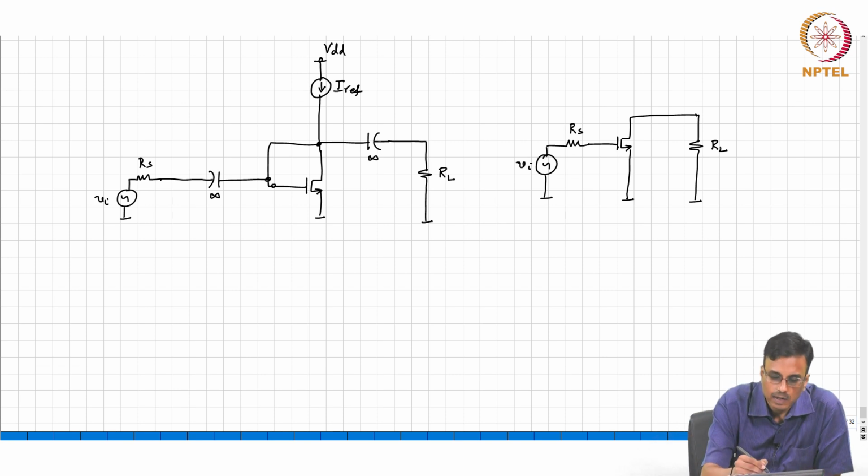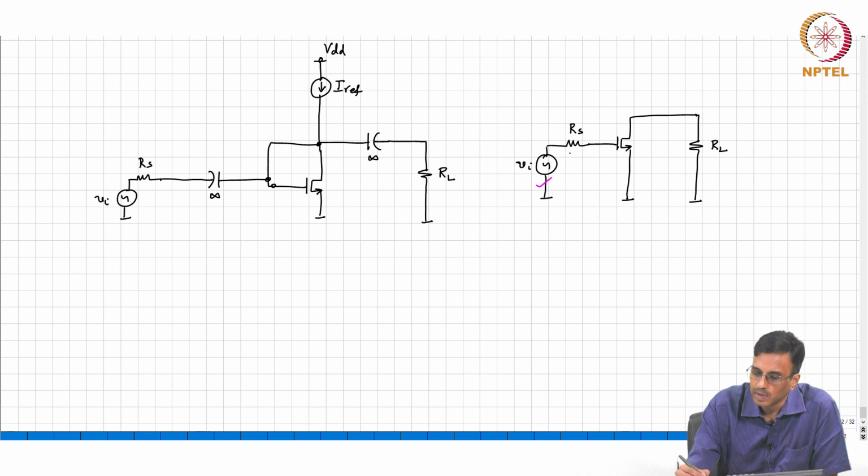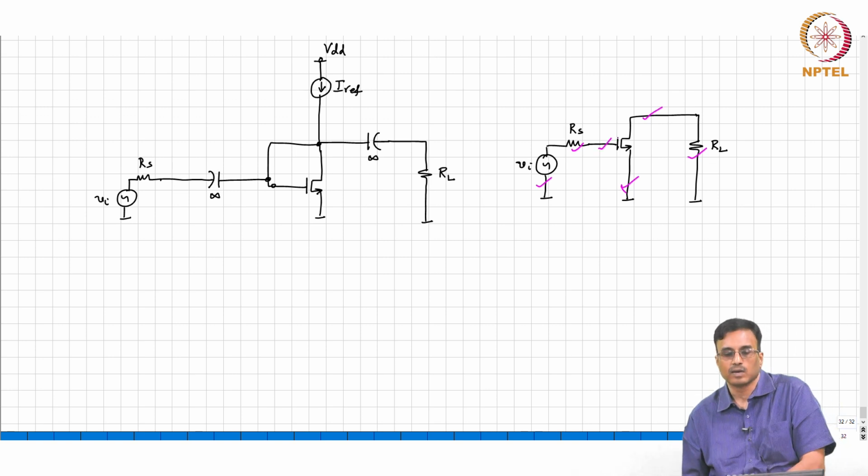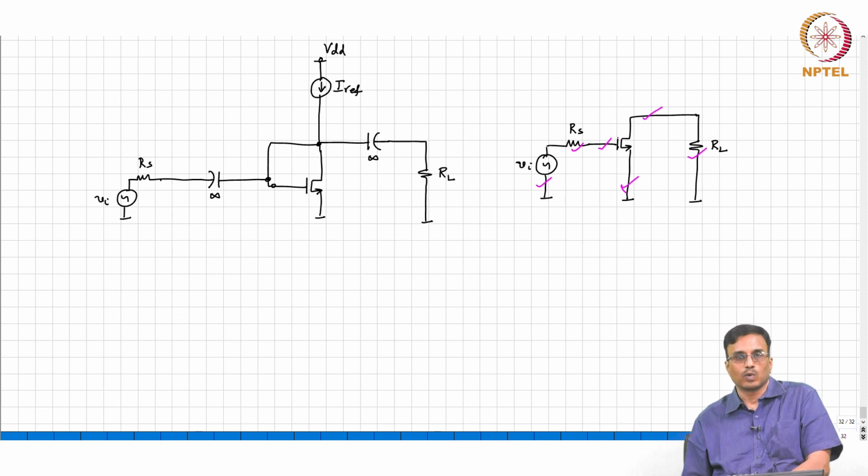So, clearly this is in place, this is in place, the transistor source is grounded, the drain is connected to RL, source is connected to the gate. All right. What else? Are we done?